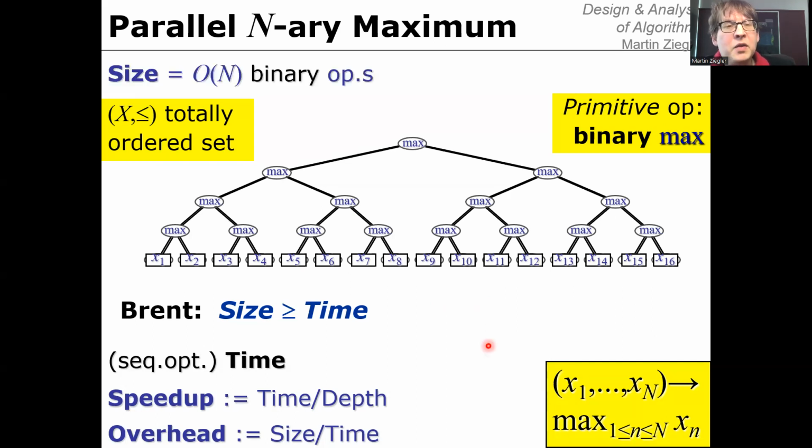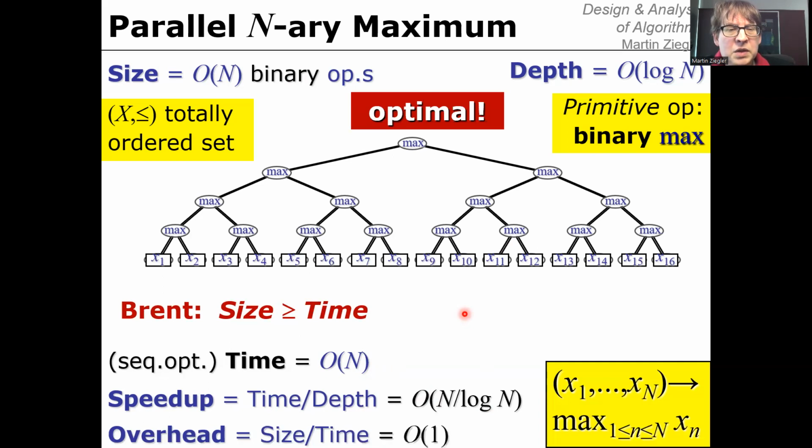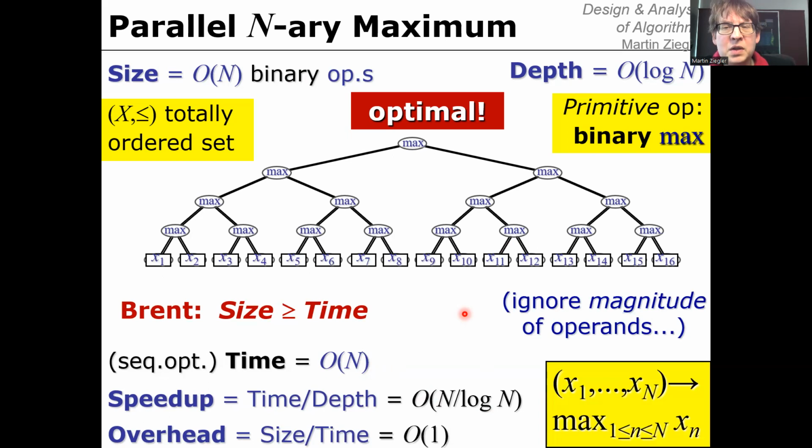So the size of this binary tree is O of n, or more precisely, it's 2 times n minus 1, as you know holds true for any binary tree. So this is optimal according to Brent's principle, because the sequential optimal algorithm had linear running time. That's good. And the depth is logarithmic, which is also optimal according to the lemma that we had on the previous slide. So this is an optimal circuit for expressing the n-ary maximum using a combination of binary maximum gates. Good so far. Our first example is complete, and let's calculate the speedup by comparison with the sequential case. The speedup is n divided by depth log n, and the overhead is constant. So this is optimal. And we're ignoring the magnitude of operands for now, but as usual.